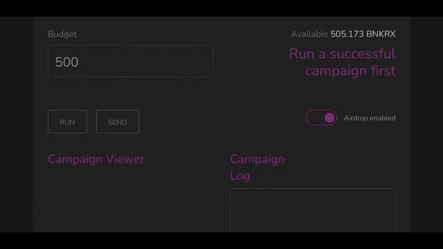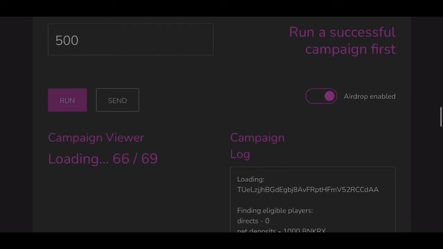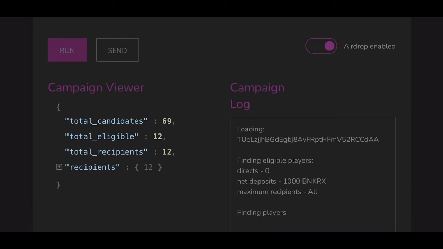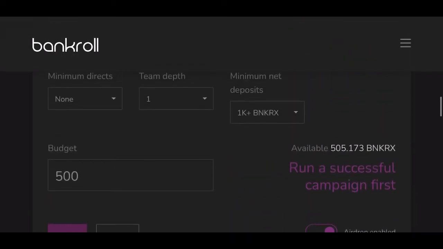I'm going to go ahead and press the run button. The run button does its thing. It will look through all my directs and see who's eligible. At the moment, it says 12 people are eligible for this airdrop. So actually, I'm going to make it a little bit easier. I'm going to go 500 Bnkrx. As long as your net deposit is 500 Bnkrx, meaning your deposited amount is 500 more in your deposit's favor than your claimed amount, you will be eligible for this airdrop.